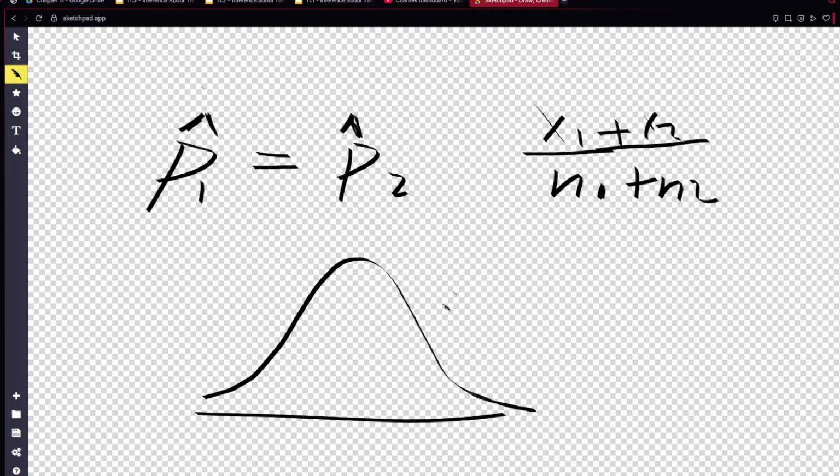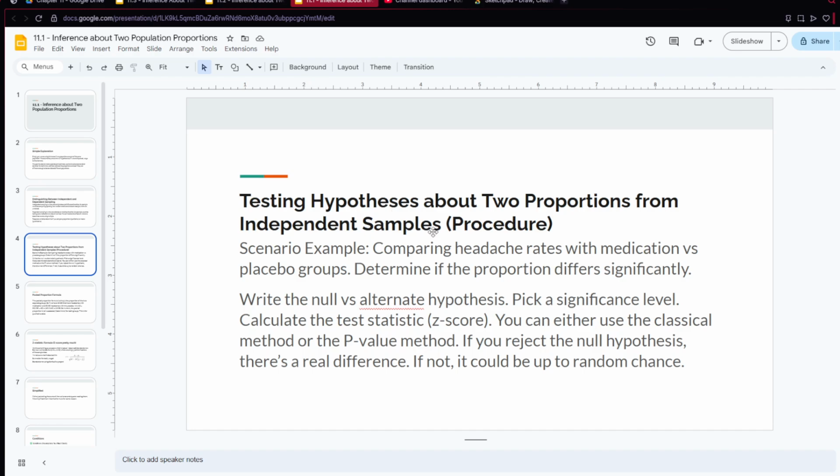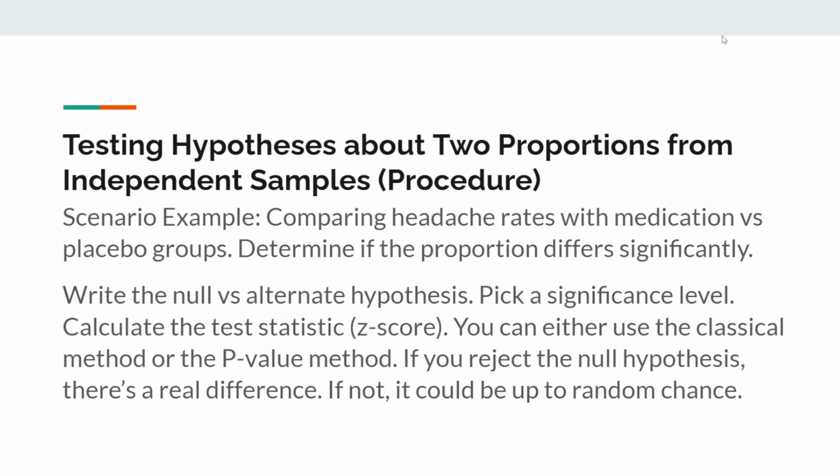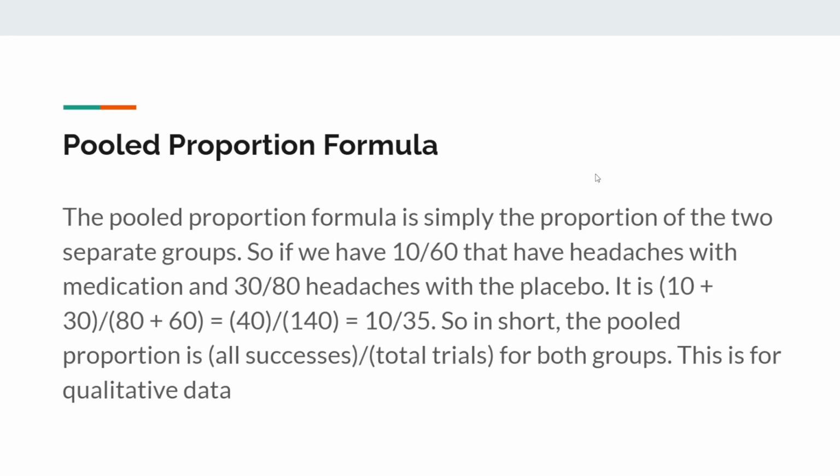And simply put, we use that because we assume that the pooled proportion is going to be used as the center point right here, and we assume that it's actually the population proportion. Basically, we calculate the test statistic, again using z-scores. The formula is slightly more complicated. The pooled proportion formula is simply the proportion of the two separate groups. So we have 10 out of 60 with headaches, and 30 out of 80 with headaches. It is 10 plus 30 divided by 80 plus 60.